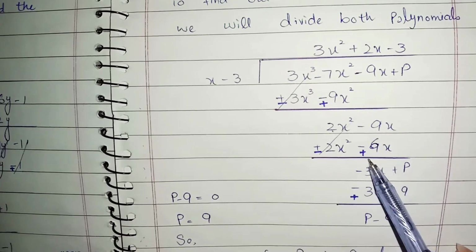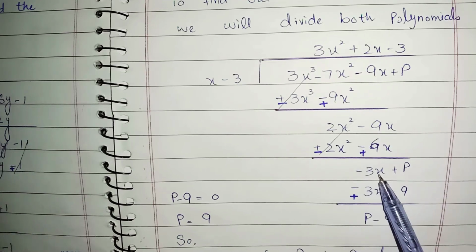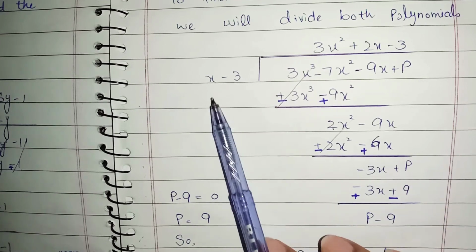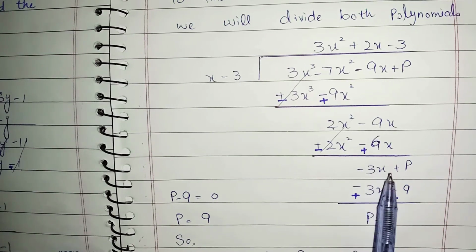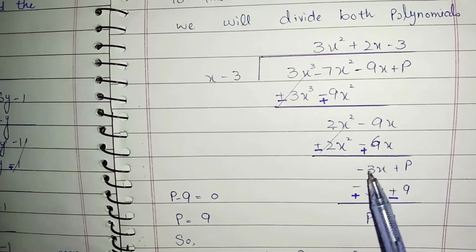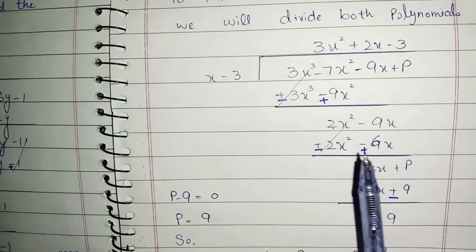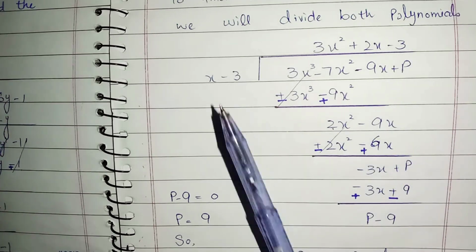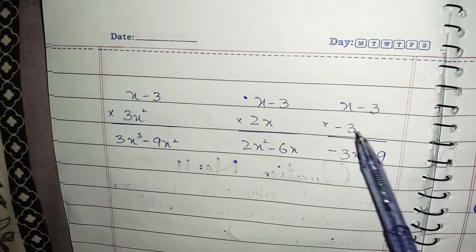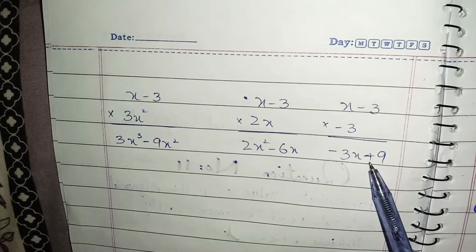Now minus plus always minus, so the sign will be of greater number, so we will write here minus 3x, and we will write another term down, which is plus p. Now here we have x, and here we have minus 3x. This minus should be converted in the quotient. Now we have to multiply x with 3 to get 3x. We will multiply minus 3 with complete divisor polynomial. When we multiply x minus 3 into minus 3, we got minus 3x plus 9.